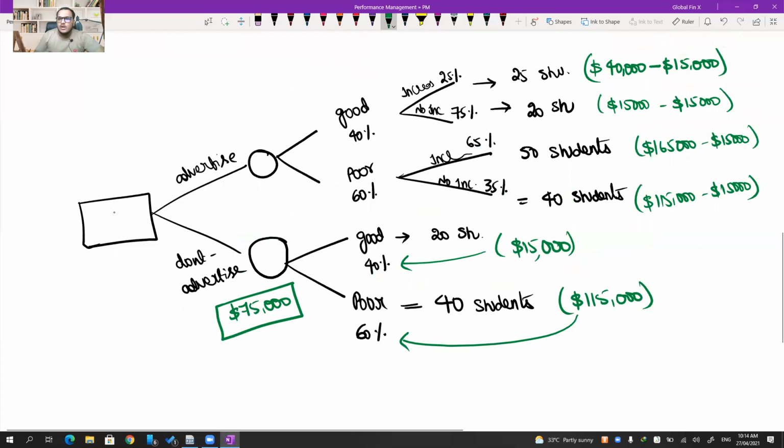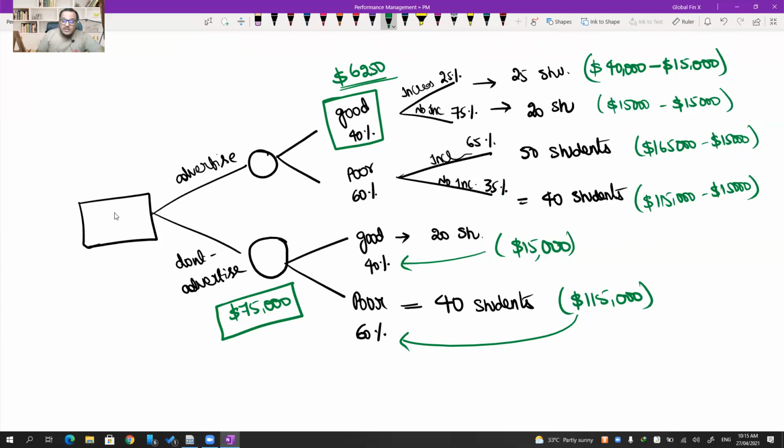So first, let's figure out the value at good. Let's find out. If the economic conditions are good and we are doing advertisement, what is the expected value? 40,000 minus 15,000 is 25,000 into probability 25%, plus 15 minus 15 is 0, into 0. So the expected value is 6,250 with the economic conditions being good and advertisement done.